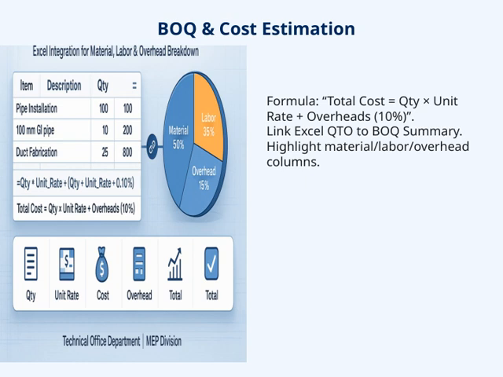It's important to note that we link the Excel QTO, or quantity takeoff, directly to the BOQ summary. This connection ensures that our quantities are accurate and consistently updated across the board. When reviewing the BOQ, I recommend highlighting the columns for materials, labor, and overheads. These are the main cost drivers, and keeping a close eye on them allows us to manage our budget effectively. Overall, understanding this formula and how we connect the data helps us make smarter, more informed decisions throughout the project. It's a vital part of keeping everything on track financially.